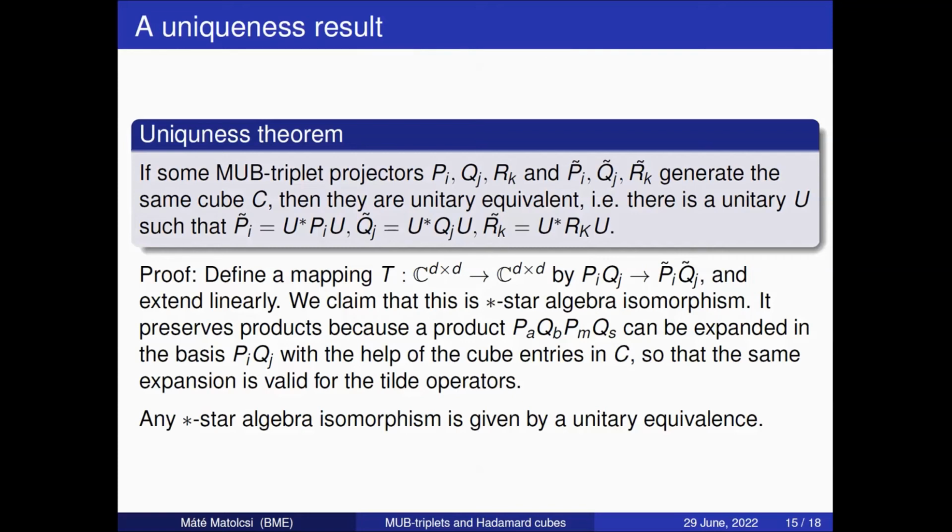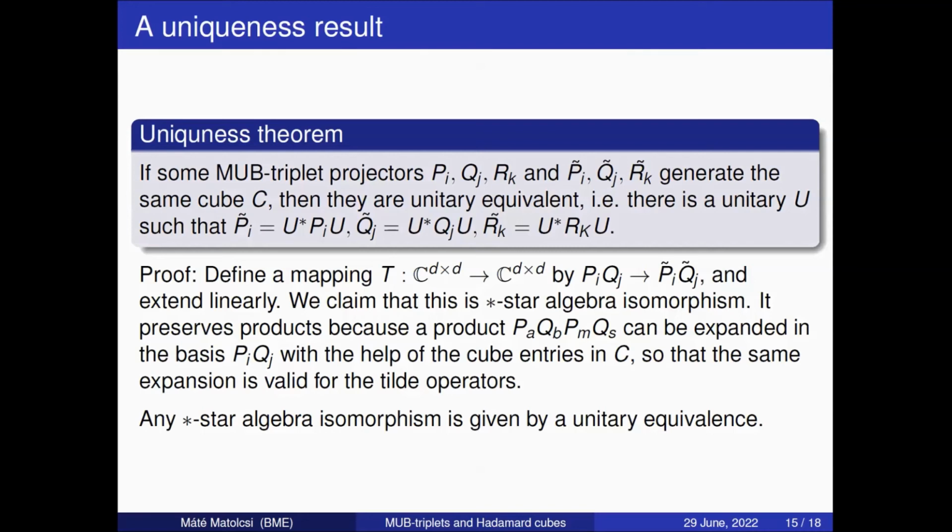If you have two MUB-triplets which generate the same cube, then they are necessarily unitary equivalent. And basically, the proof is a nice idea: we define a mapping on the space of matrices by mapping P_i Q_j to P tilde_i Q tilde_j. And we extend this linearly, and we claim that this happens to be a star algebra isomorphism. And if it is, then we know that it's a general theorem that all star algebra isomorphisms on the space of matrices are given by unitary equivalence.